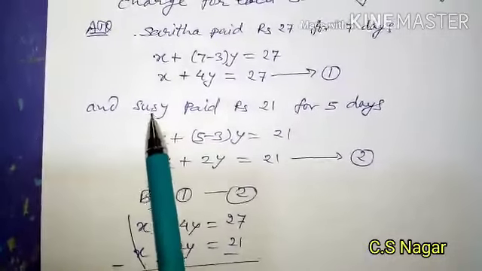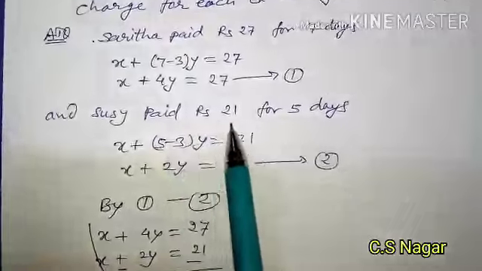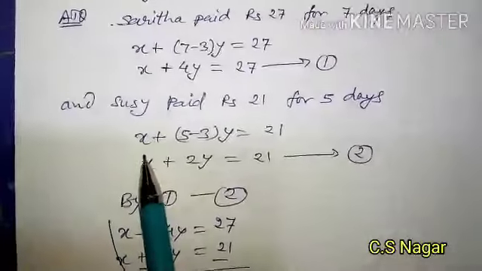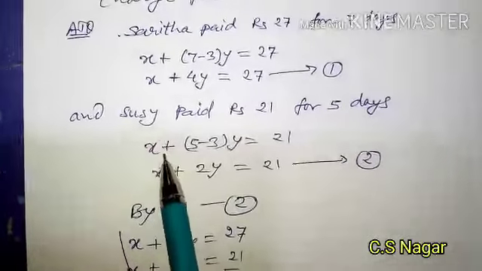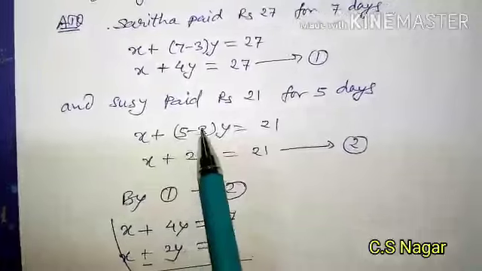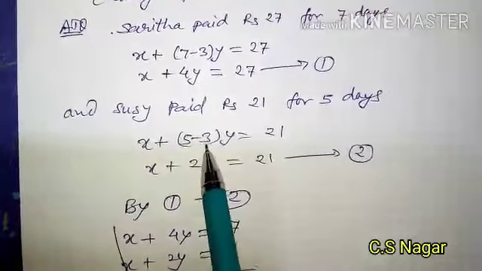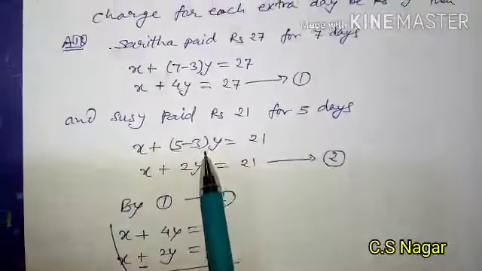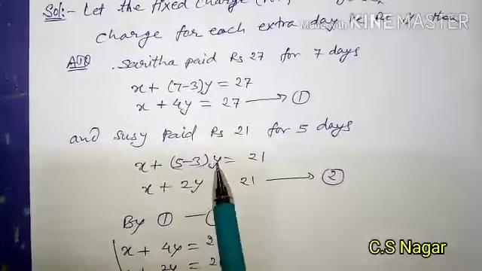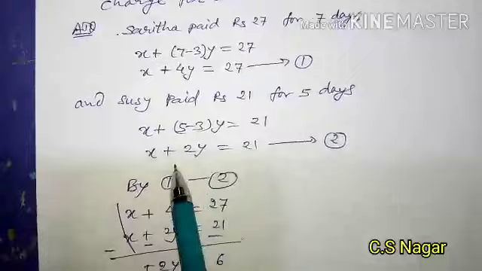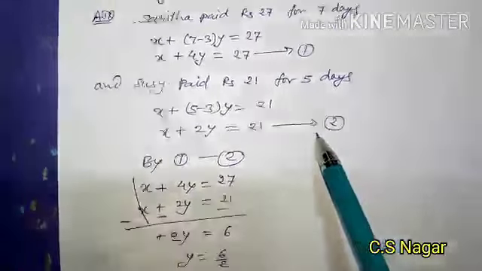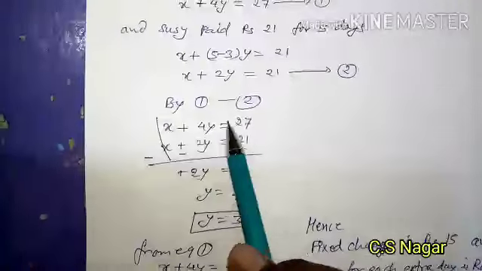While Susi paid rupees 21 for 5 days. So this is x, the fixed charge for the first 3 days. The remaining days are 5 minus 3, which is 2 days. The charge for extra days is rupees y, so 2 into y, and the total is 21. So x plus 2y is 21, equation number 2.